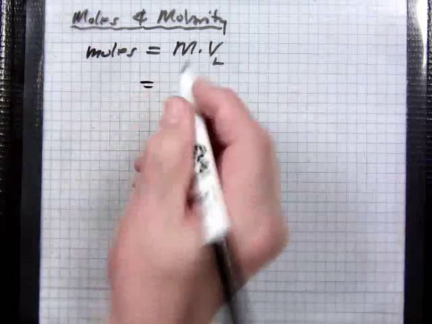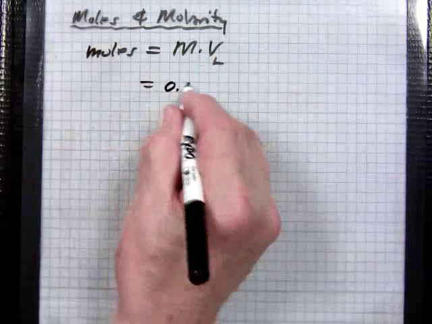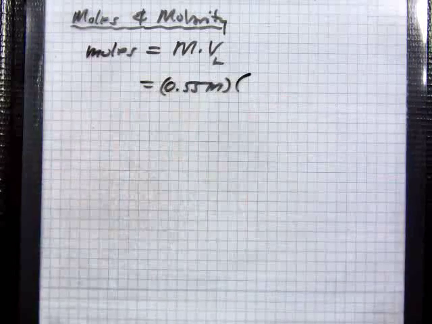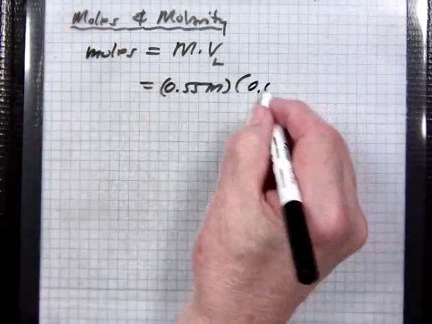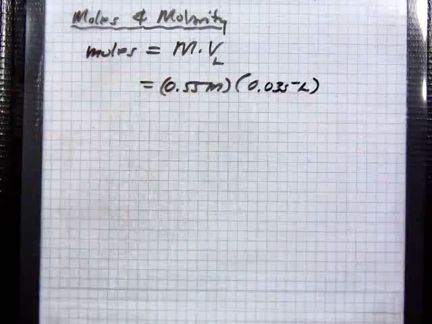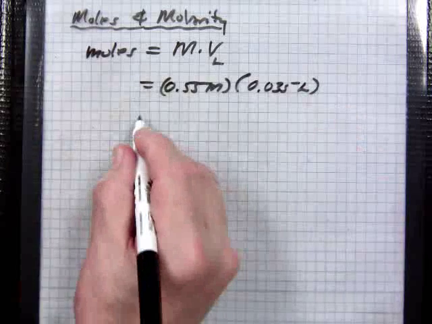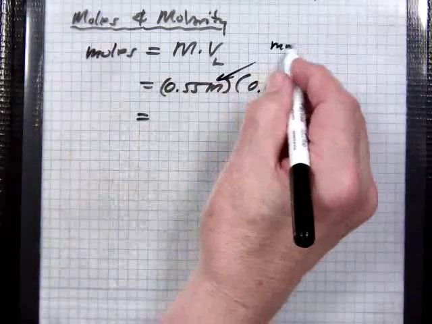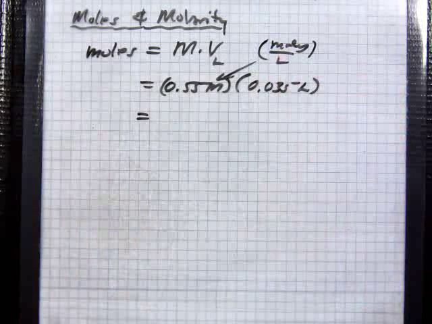So look at the problem now. It says you got a 0.55 molar HCl, so 0.55 molar, and the volume is 35 milliliters. Okay, and so this is 0.035 liters. Molarity times volume in liters is what gives you the moles. And so now remember, molarity is moles over liters, so the liters will cancel out, and you're left with the moles as final.